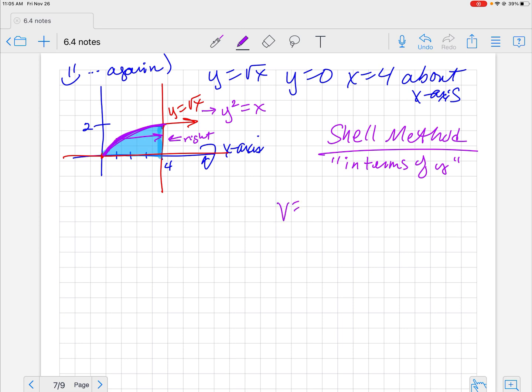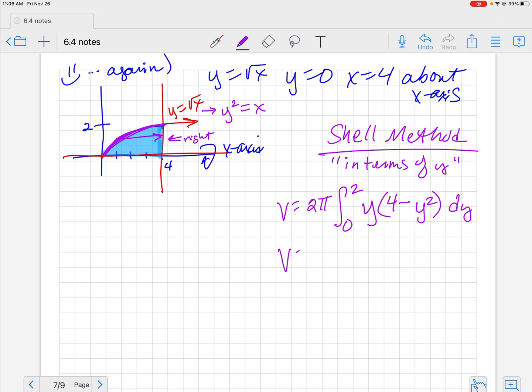So if I have shells, volume now is 2 pi RH. So I've got 2 pi, and if this is in terms of y, then my interval has to be in terms of y, so from 0 to 2. My radius is y because it's dy, right? So everything has to be in terms of y. So 2 pi RH: I've got my top function here, which is 4, minus that bottom, which we know here is y squared. And now I'm set and ready to go.